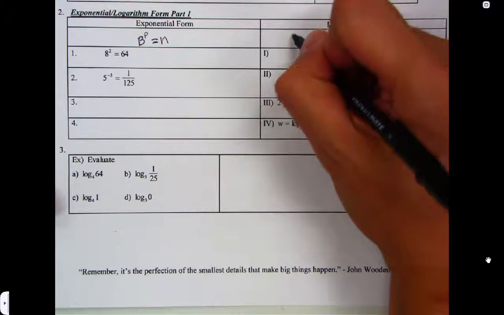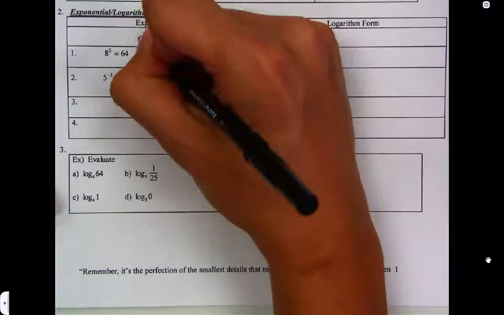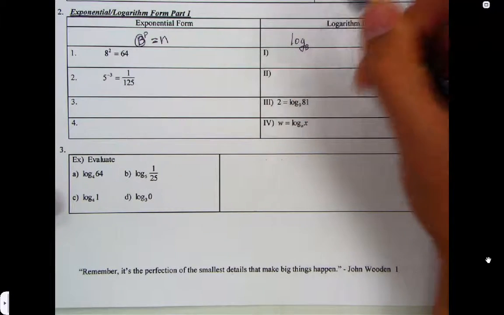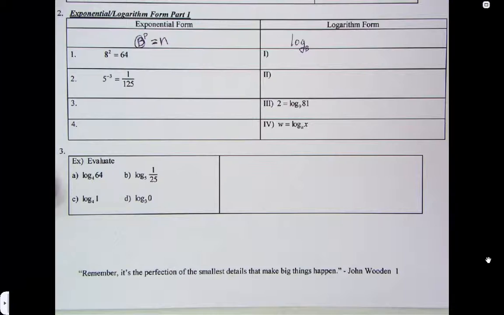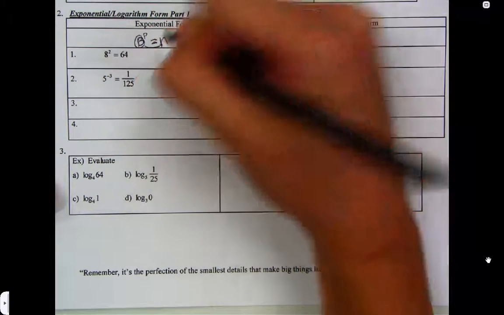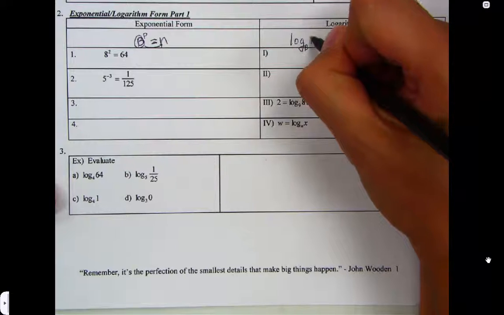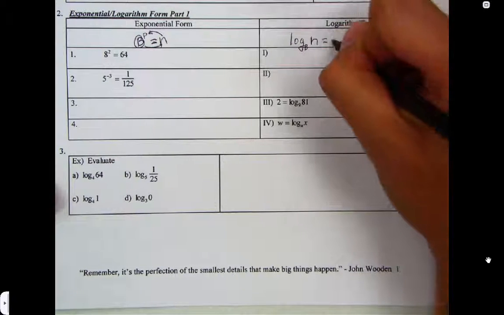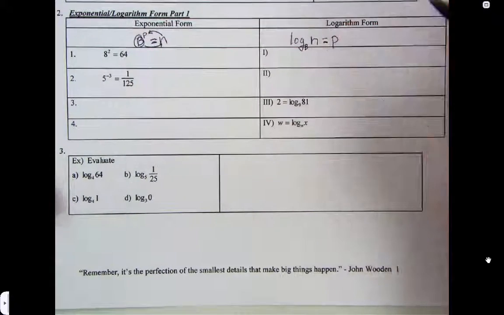You can write it in log form, log. You just circle the base. That goes right next to the g. Little like the exponent, but it's called a subscript. And the other side of the base is the number n. So you write n equal to, what's on the other side of n? P. So you write equal to p.